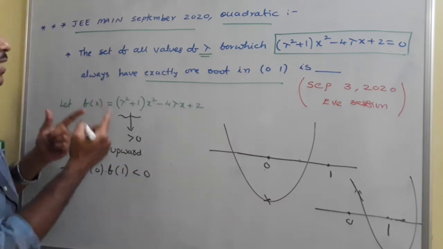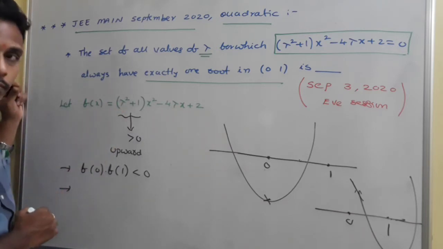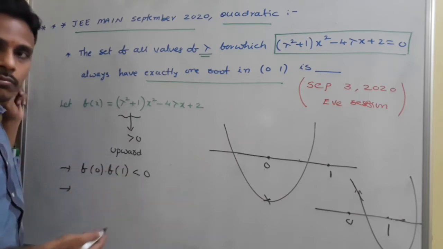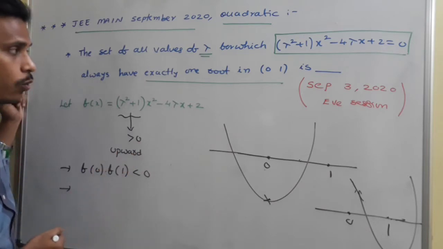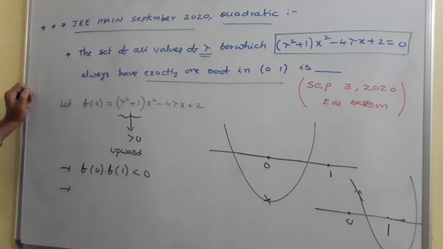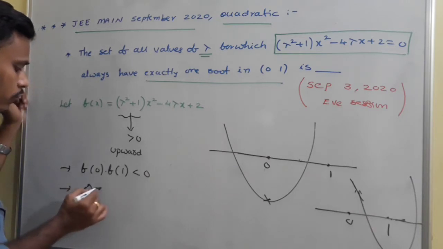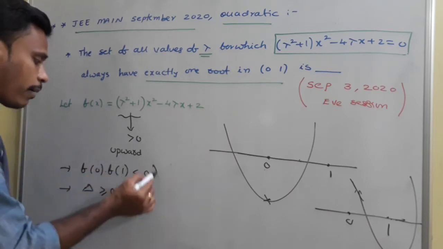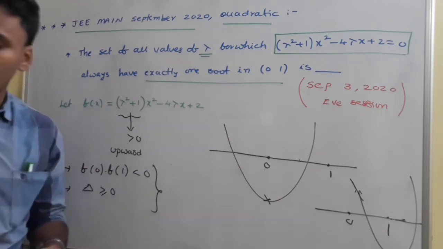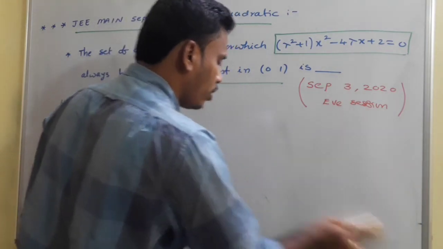And as they mentioned, exactly one root in between 0 and 1. What to say about the other root? Since the quadratic has two roots, one root is in between 0 and 1. So for that we need to think about its discriminant also. Since the root is real, the discriminant is greater than or equal to 0. These two conditions we need to check, and by combining these two conditions we need to identify the values of lambda. That's the problem at the end. So I am erasing these graphs. You just go with these two conditions.